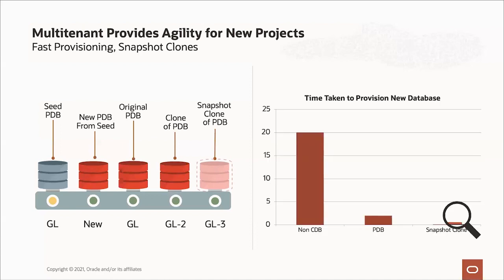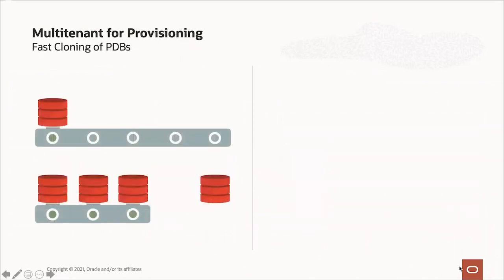So this is very, very efficient compared to cloning a non-CDB, creating a non-CDB using DBCA or something. It might have taken you 20 minutes or so. Using multi-tenant, it'll happen very, very quickly. And snapshot cloning is extremely fast, just literally a matter of seconds, even for very big databases. So there's a great agility leap because of these performance advantages.